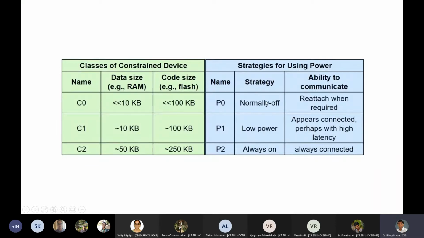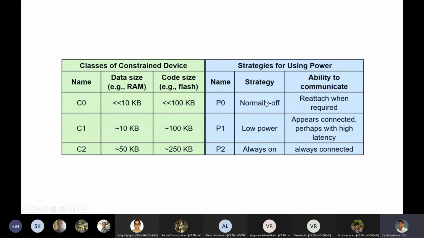P0 is basically a normally-off condition, and the device wakes up whenever a requirement happens. P1 is where you use a very low amount of energy and transmit at very low frequencies. Whenever you poll the device you will find that it is connected, but there will be a lot of latency and very slow communication. P2 is the case where the device is always connected, and you can connect to it at any point of time, request and get the data. So typically you can have any P and C combination here.